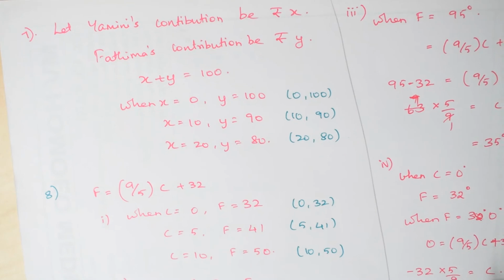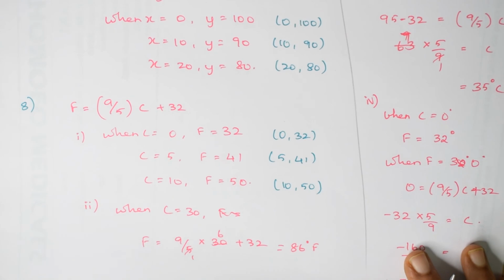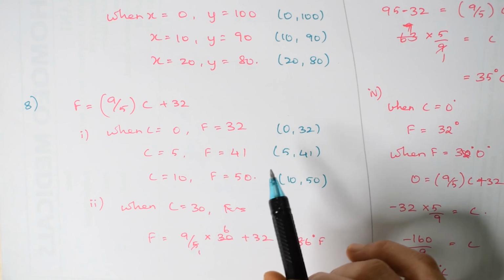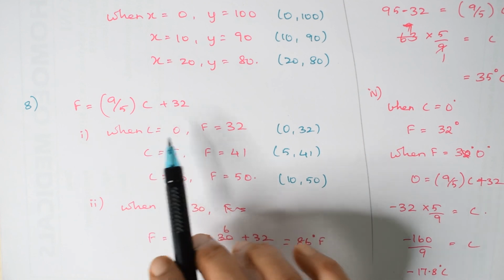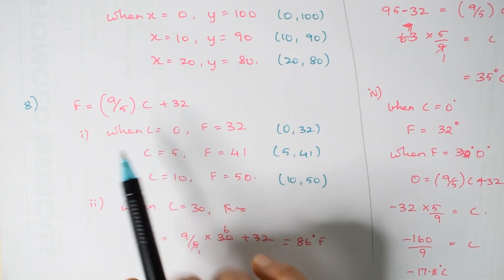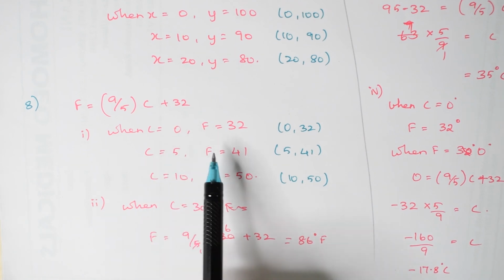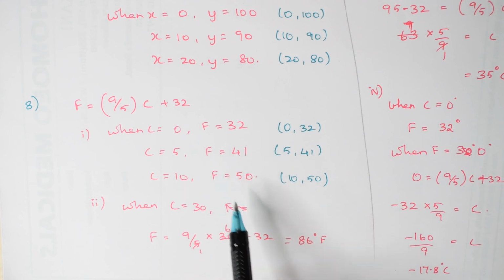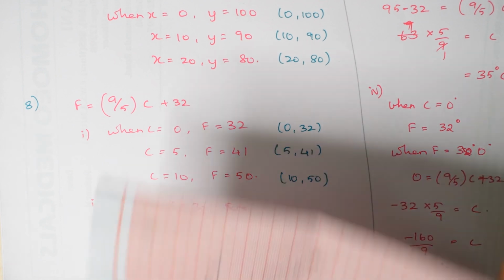The 8th question is a very simple question which you would already have done in science. We are dealing with two different temperature scales, Fahrenheit and centigrade, and you all will know this formula already, the basic formula to convert Fahrenheit into centigrade. They are asking us to draw a graph. For that I have substituted different values of centigrade and found the equivalent value of Fahrenheit, and this makes the points. When I draw it on a graph, I can see that the graph will be like this.